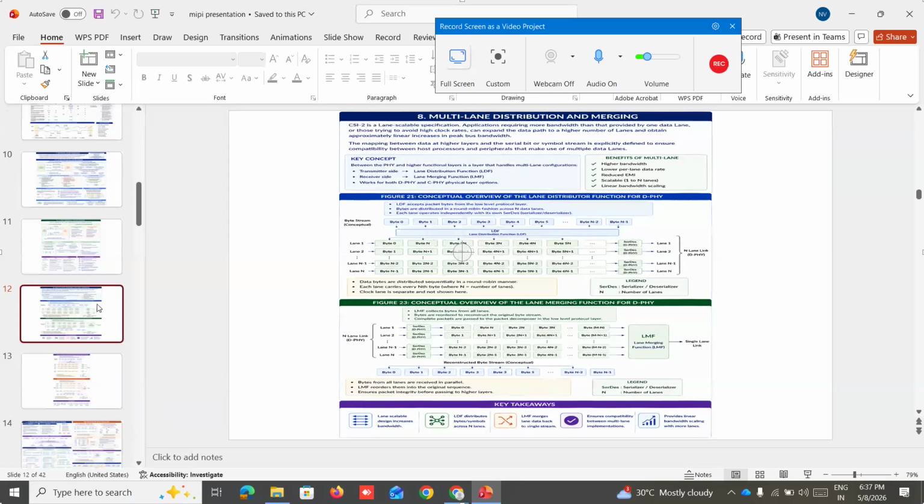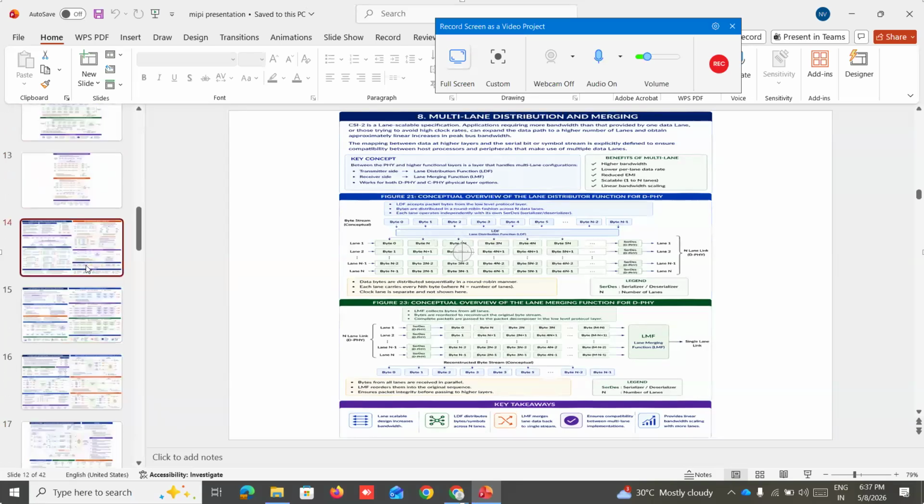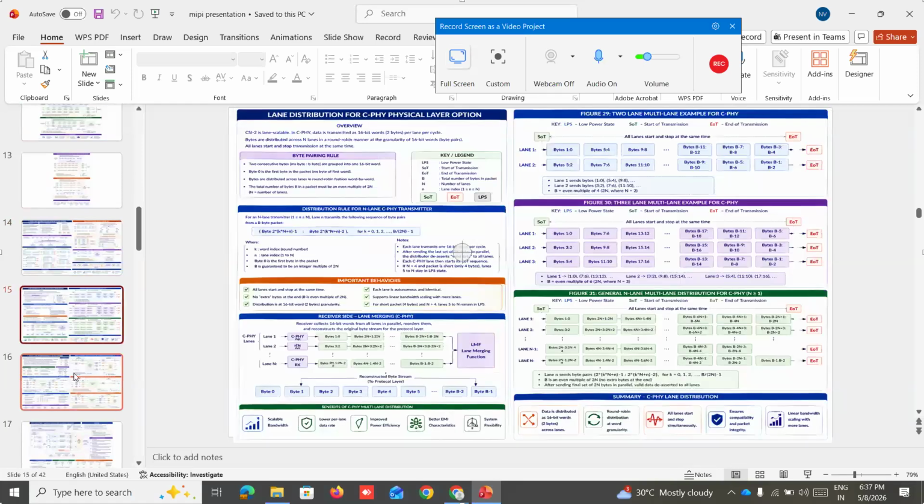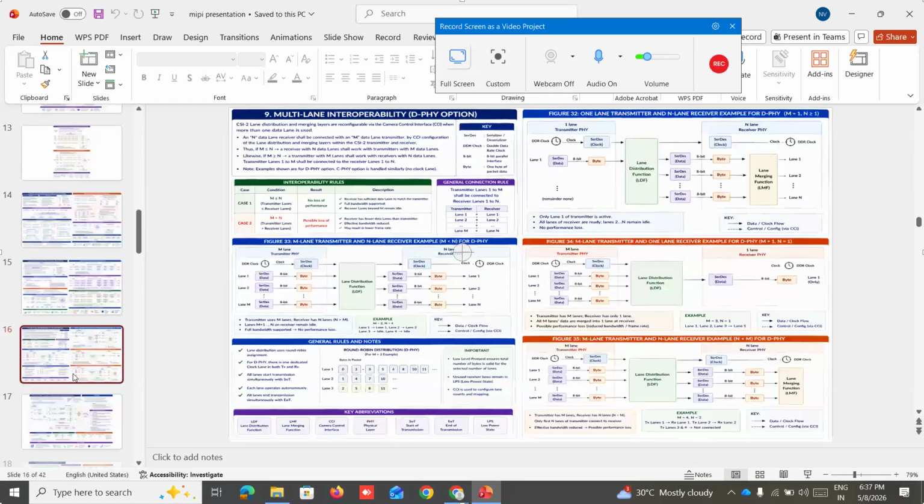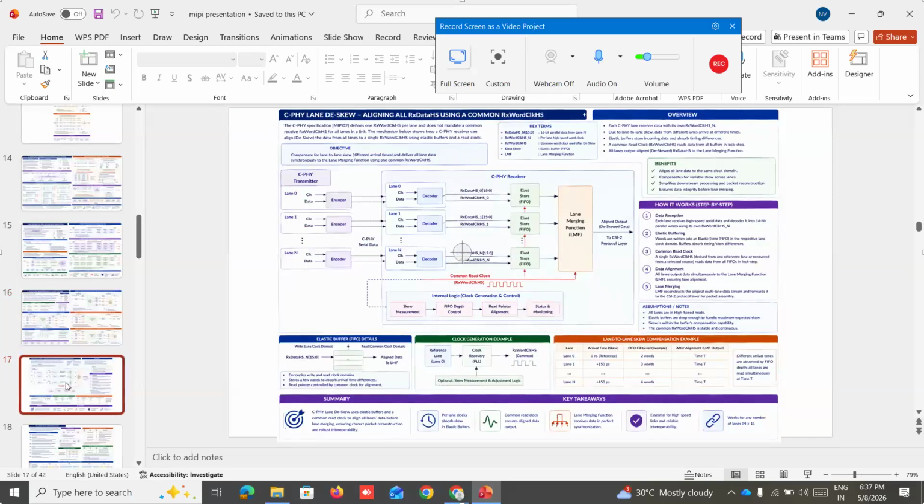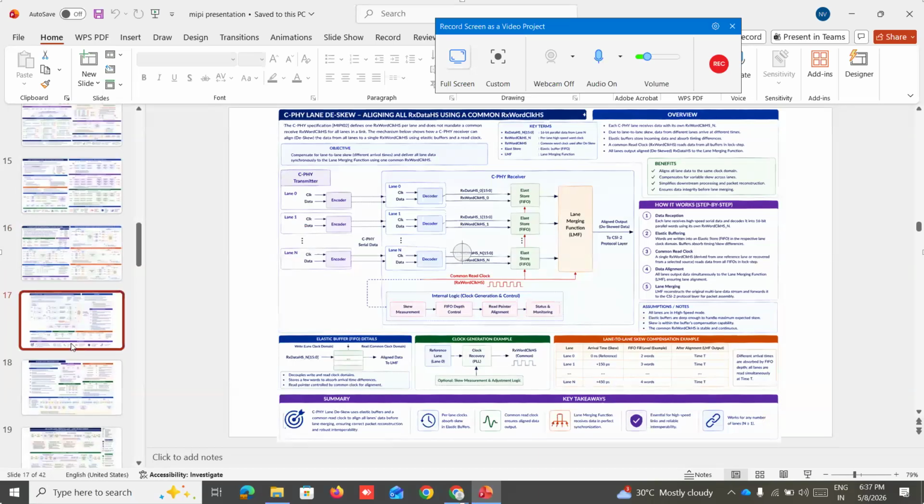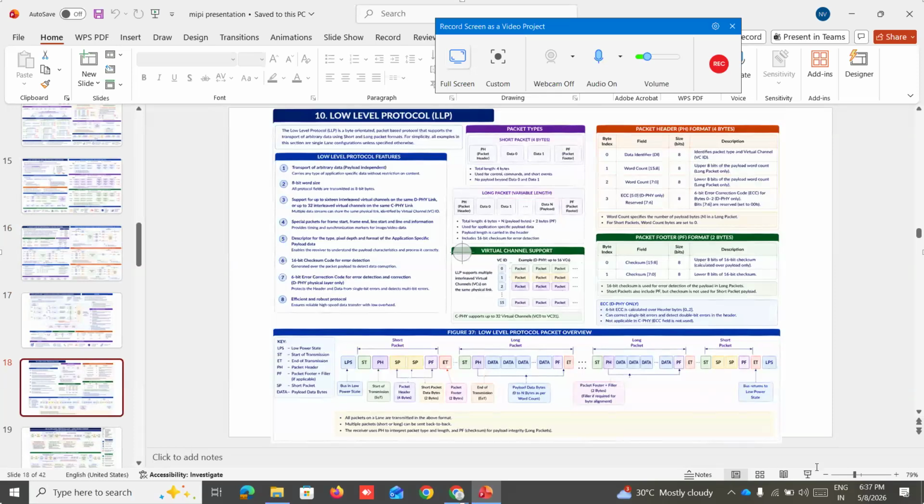That's the main motto. Okay, what you are seeing now on screen: lane distribution is already completed, right? And then multiple lane interoperability, and then skew, deskew, that means alignment of data. Up to this, you need to study. So then, low level protocol we will discuss today.